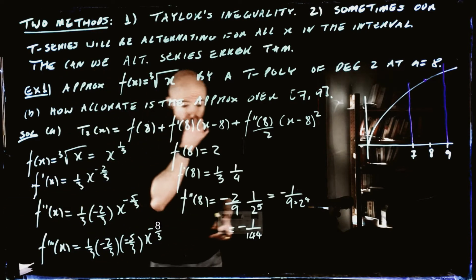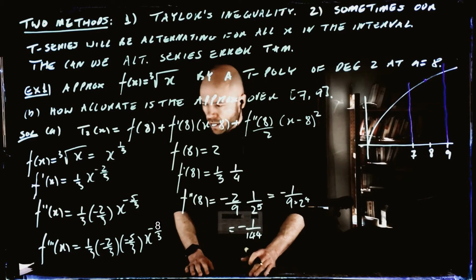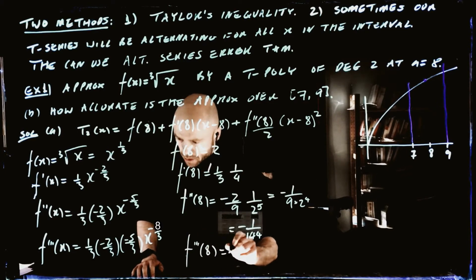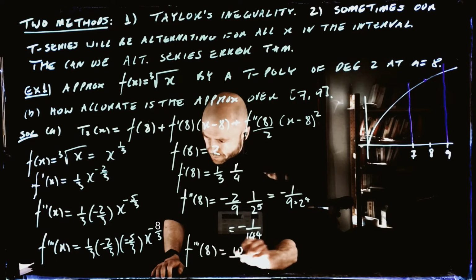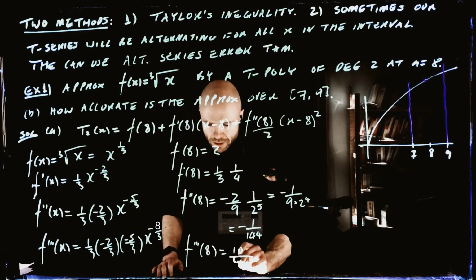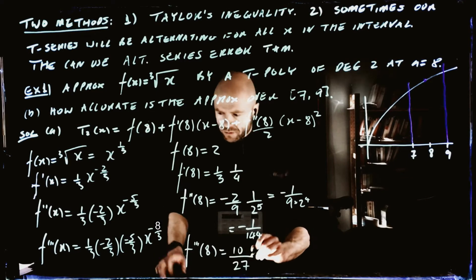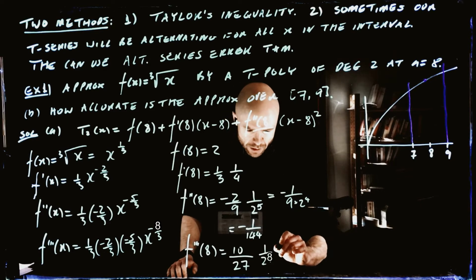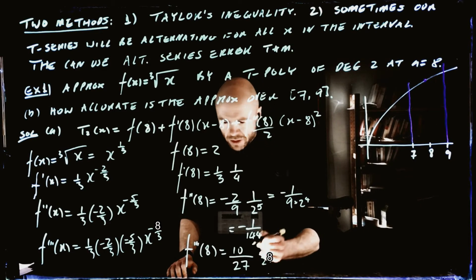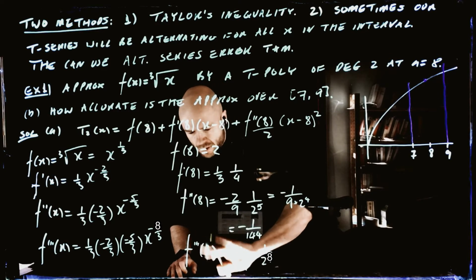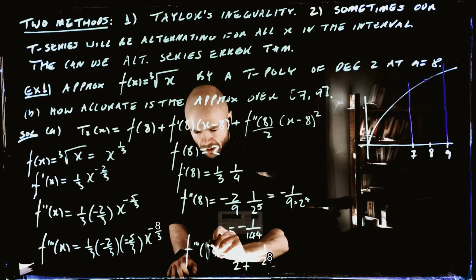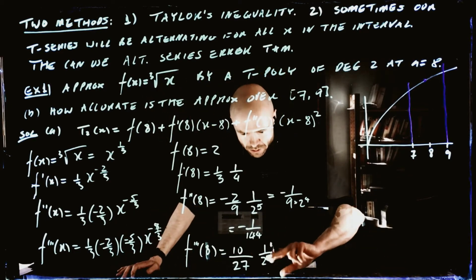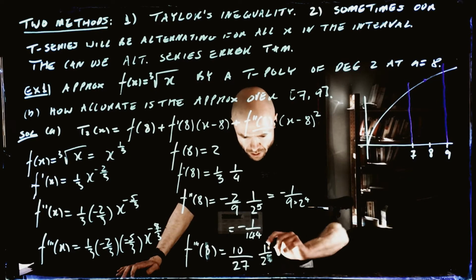All right, so and this guy, the third derivative at 8, so we're going to have 10, and then we have 3 so it's going to be 27 on the bottom here, and then we're going to have 1 over 2 to the 7, and, well, we don't need the exact value because we are just using this. Well, actually, let's just keep it like this. So that makes this 2 to the 8.